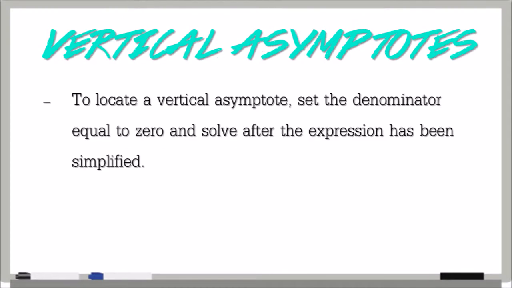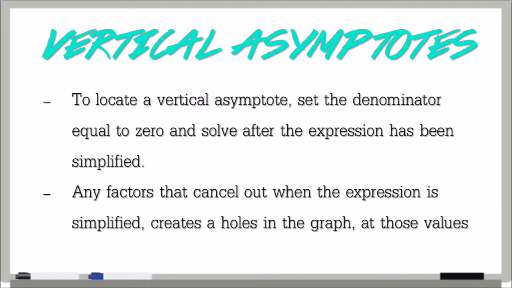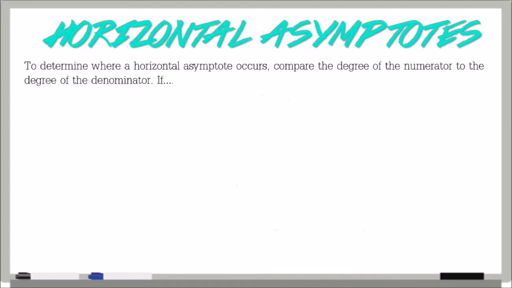To start off, let's discuss vertical asymptotes. To locate a vertical asymptote, set the denominator equal to 0 and solve after the expression has been simplified. Any factors that cancel out when the expression is simplified create a hole in the graph at those values. The next vocab term you want to know is horizontal asymptotes.